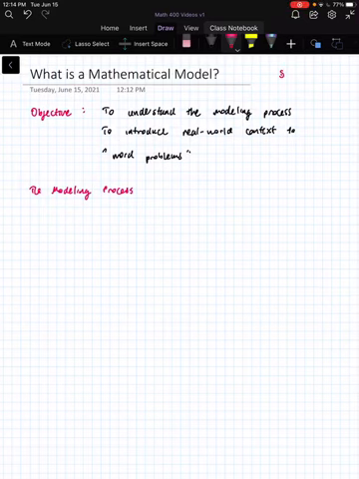All right, so we're now in section 1.2 in Stewart, and we're going to start by talking about mathematical modeling. So our objective here is to understand the modeling process, as well as introducing some real-world context to what we call word problems.